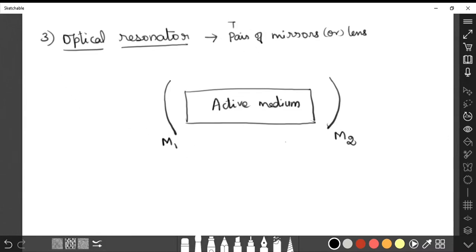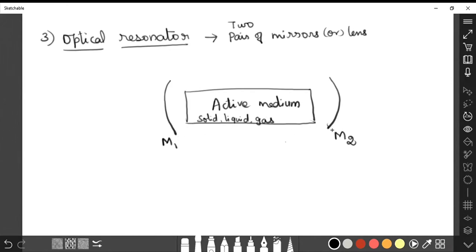So two mirrors, in between the two mirrors we have to keep the active medium. So active medium means what is that? The solid or liquid, that is ruby or helium neon or anything else. This active medium should be kept in between the two mirrors. So the optical resonator setup consists of a pair of mirrors, that is mentioned as M1 and M2. And how should the setup be done to produce the laser? The active medium should be kept in between the two mirrors M1 and M2.